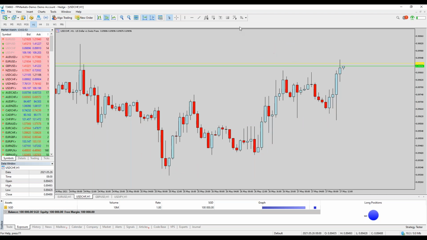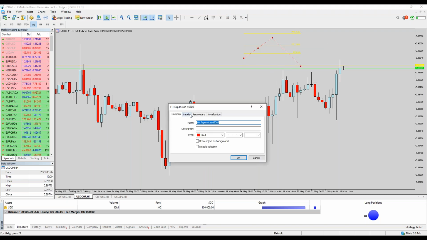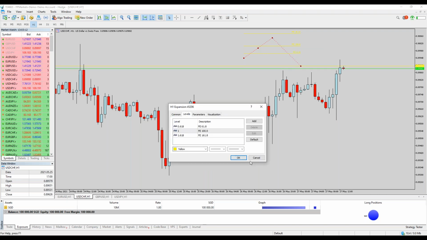Okay, wait, I drew it wrongly. Okay, so something like that, right? So you have the Fibonacci expansion levels. All right, so you can actually activate it here. Same thing, right click on it, select properties. You can actually edit the properties here as well.